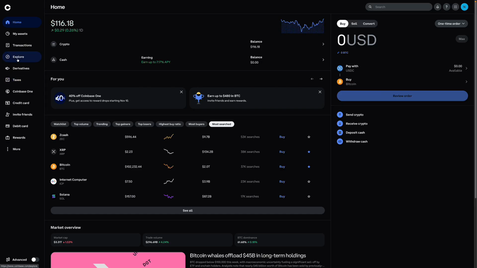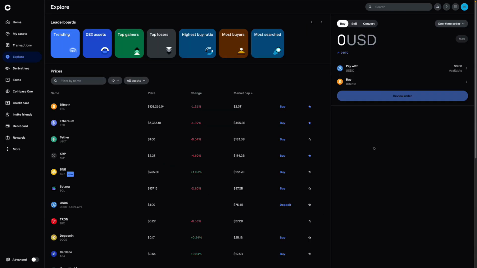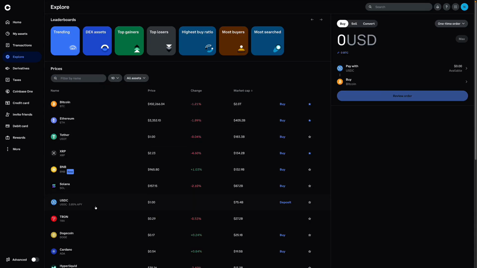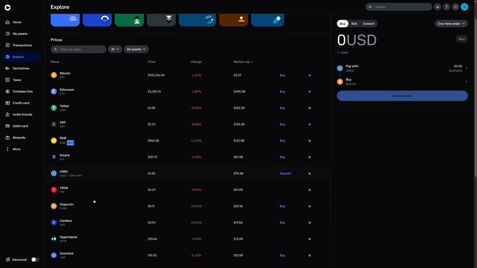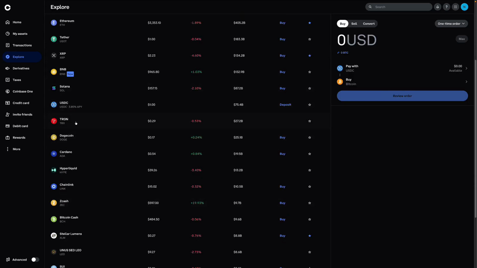Now let's jump onto this explore page and check out all of the cryptos that are on this platform. We can see exactly the way they categorize this. We can see Bitcoin, Ethereum, we have Tether, XRP, BNB, which is a new one we can see right here. We have Solana. Of course, we have USDC, and we can see what it's paying on that APY because the interest rates have been cut by the US government, the Fed. We can go to the very bottom. So many different options. We even have TRX, which I haven't even heard of. We have Dogecoin, then Cardano right here, and the list goes on and on.